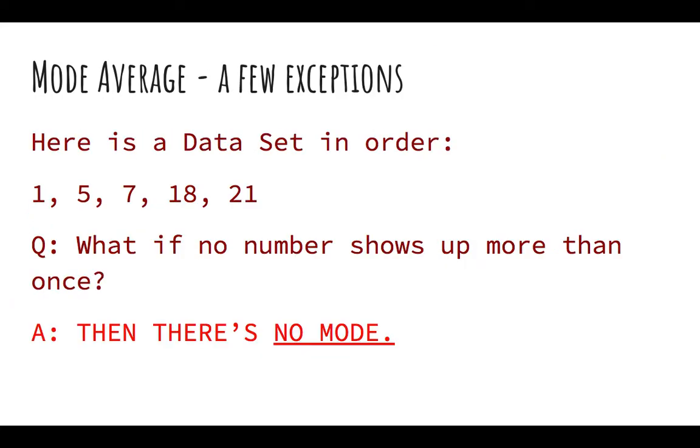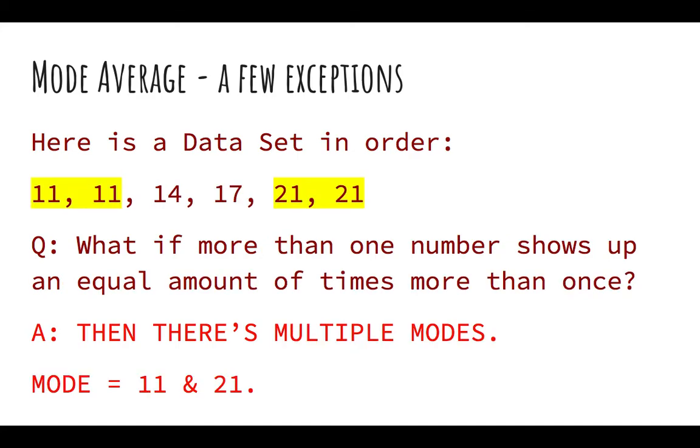A few exceptions to mode. If all the numbers show up once, then you would say there's no mode. If different numbers show up an equal amount of times more than once, so in this case 11 shows up twice and 21 shows up twice, then they're both the mode. So in this case 11 and 21 would both be the mode.